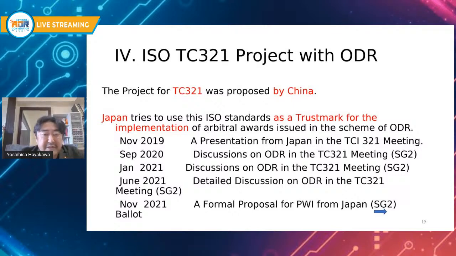In November 2019 a presentation from Japan was proposed, in 2020 we had several discussions, and finally in 2021 a formal proposal for PWI was made. PWI is one of the steps of this ISO project, and it was proposed formally. Now we are about to face the ballot, and after the ballot, this project becomes the formal one.